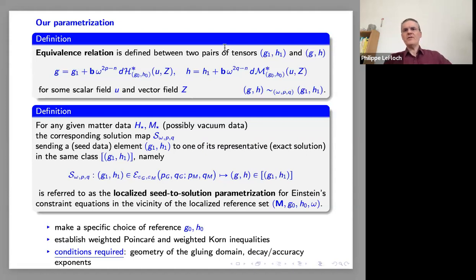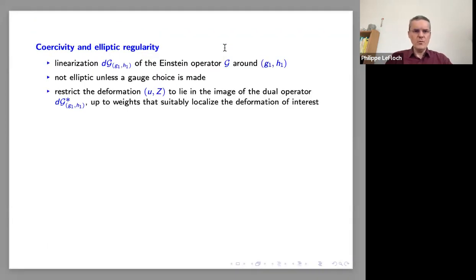And to do that, this is a place where the geometry of the gluing domain will come into the picture, okay? And for the decay and the accuracy exponents, there will be conditions on that, okay? So this is a part that I think we made very clear with our results, and this is what I'm going to show now. But so far it's a list of definitions. I think it's a setup that is nicer and clearer than what had been done in a similar direction before. But to use it, you have to be more concrete about how this G0 H0 is chosen. So this is what we will do.